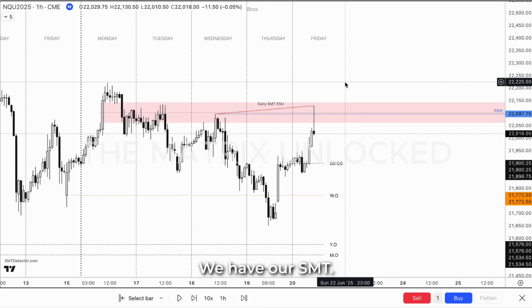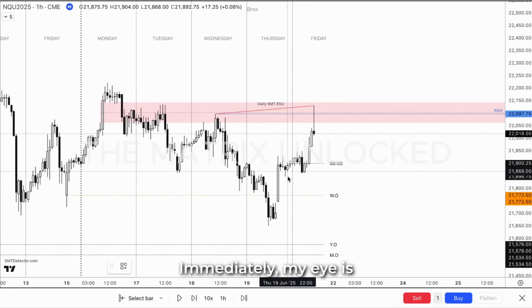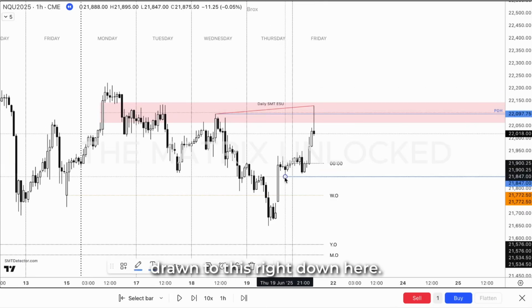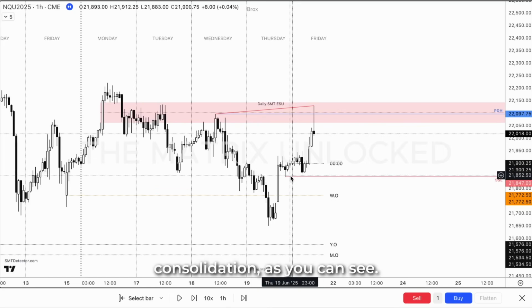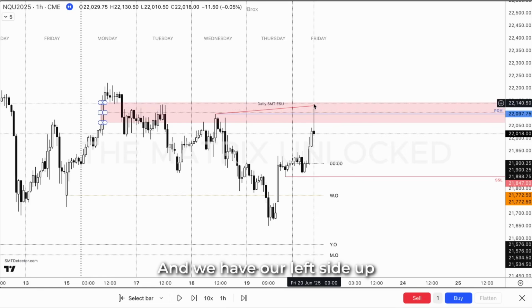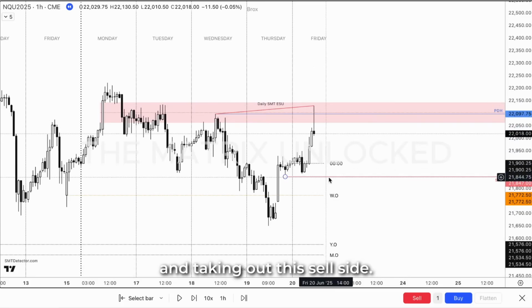We have our SMT. We also just need to know, what do you target in this case? Immediately, my eye is drawn to this, right down here. This is the original consolidation, as you can see, and we have our left side up into our point of interest. So we anticipate right side to deliver and taking out this sell side.